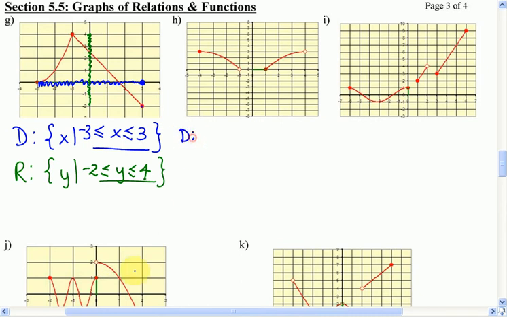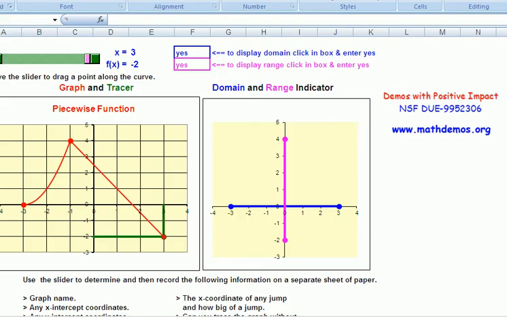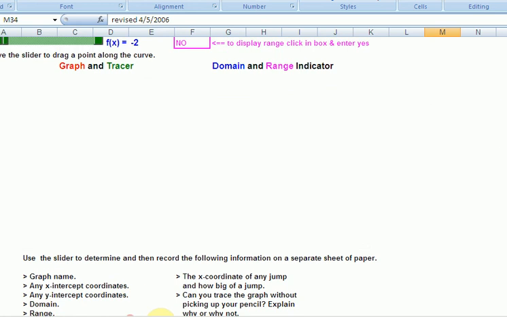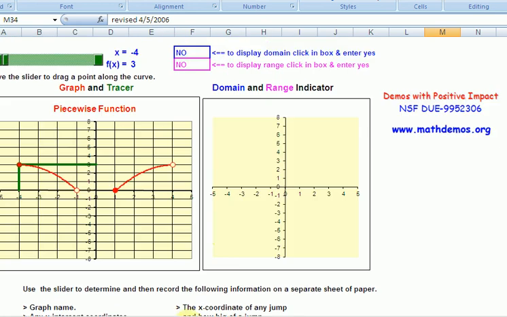Okay, domain, then range. Okay, let me bring up my computer program here. Not this one. Okay, it's this one here.